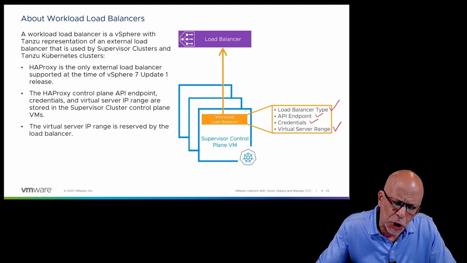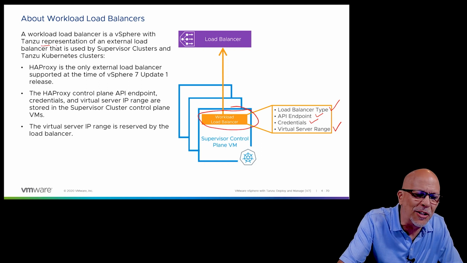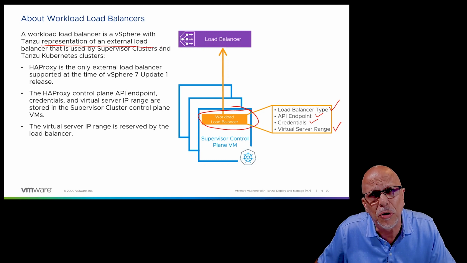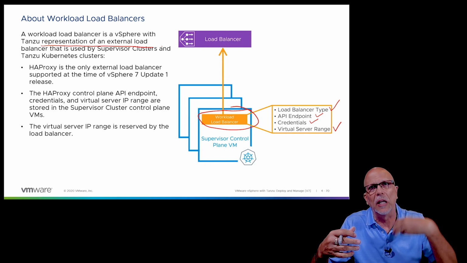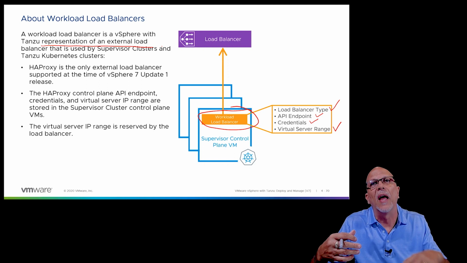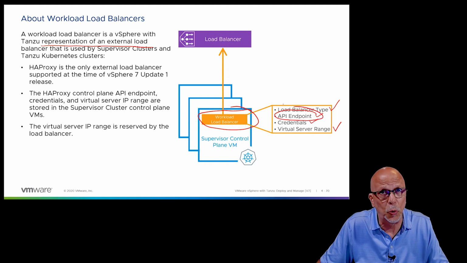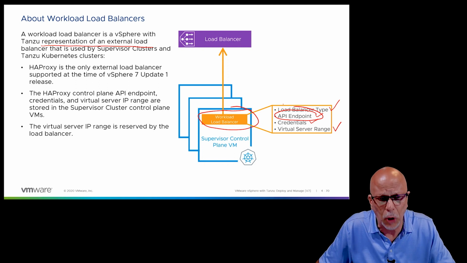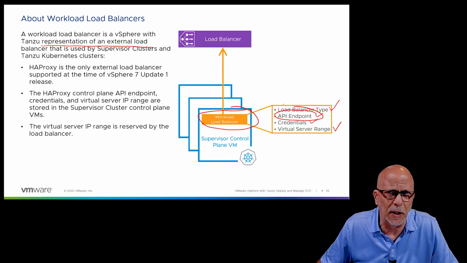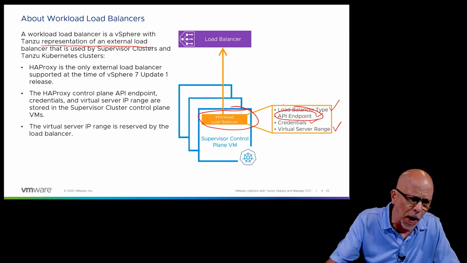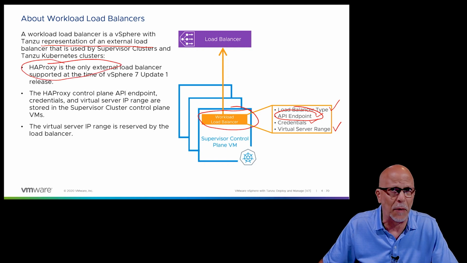So each of your supervisor control plane VMs are going to have, we call it a representation of the external load balancer. You could kind of think of it as just the details that you need to connect to it and talk to it. And we're going to be programming it via its APIs to instantiate new instances of the load balancer. Now, as of this version of vSphere with Tanzu running on vSphere Update 1, the only external load balancer that we're supporting is the HA proxy.